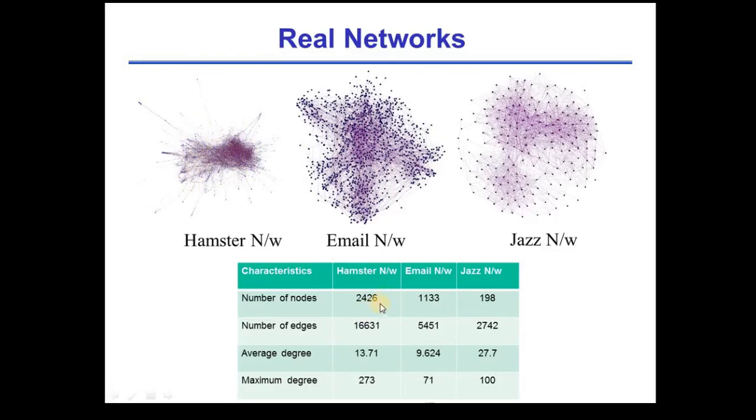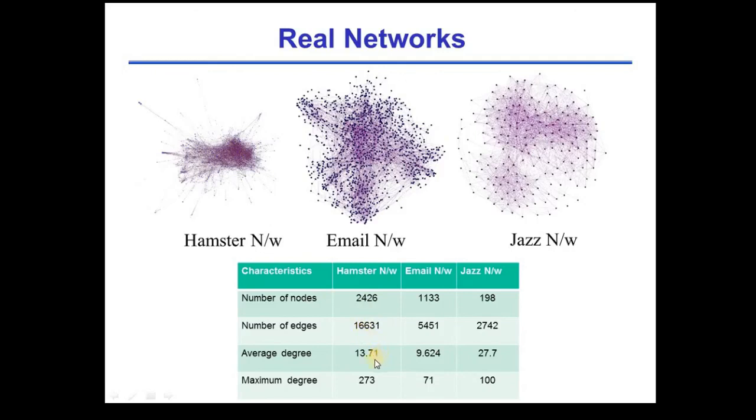These are all real networks. Remember, all these nodes are actually real people. These connections in the email network basically mean who mails whom in a particular university. In the jazz network, who is friends with whom, right? So here the nodes are all real people, and the edges are all real friendships, relations, or contacts.